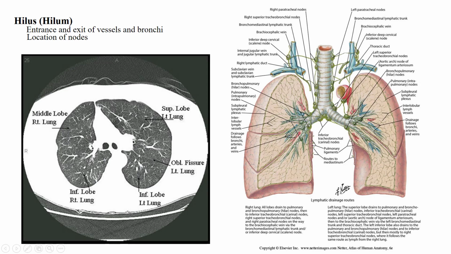And there is a fissure. On the high resolution CTs, you can often see the fissures very well. This is just a little portion of the fissure here, of the oblique fissure of the left lung.